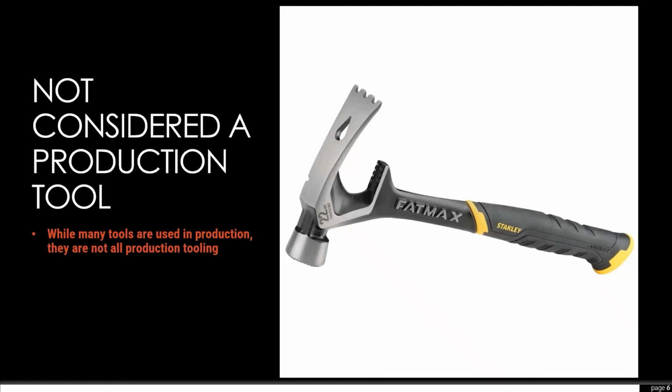I always like to put in a little funny slide here, but this is a hammer. There's nothing fancy about this hammer. It's not really considered a production tool. While this may be used in a production setting, or a screwdriver, this is not really what we're talking about when we are talking about production tooling. These are off-the-shelf tools that you can go to your local hardware supplier and purchase right off the shelf. We're talking more about custom tools, things that really have a unique application. So hammers, screwdrivers, things like that, yes, they can be used in production, but that's not what this is focused around.